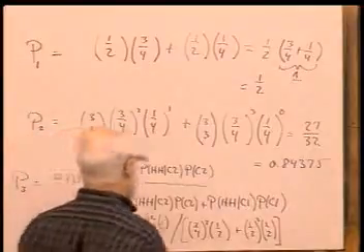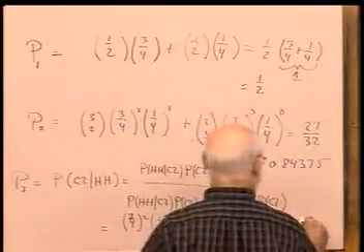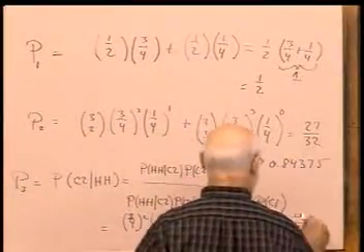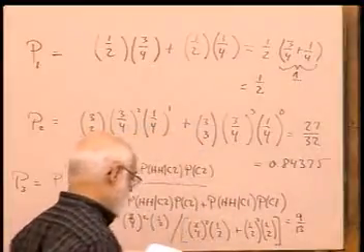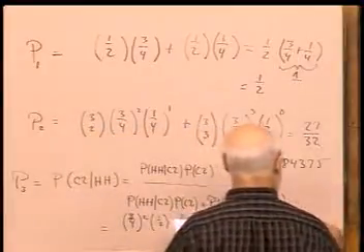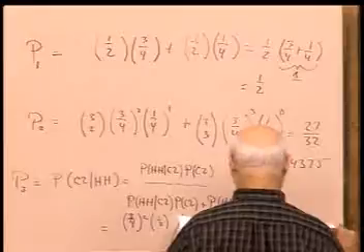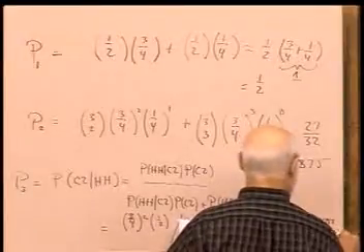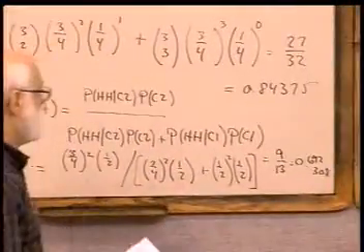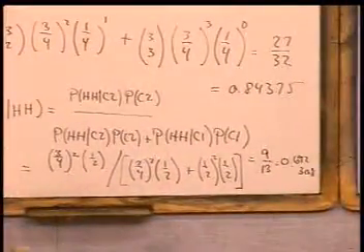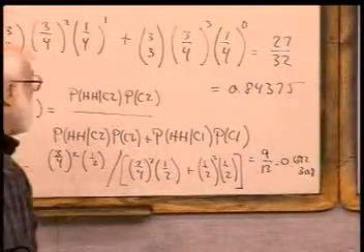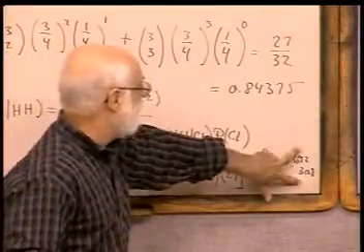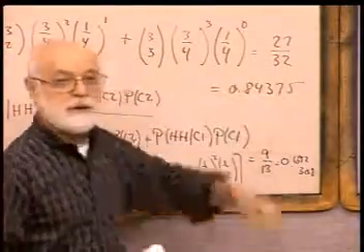So by arithmetic, that turns out to be equal to 9 over 13, or 0.692308. Okay? So you can write the answer either this way or that way. Same thing here, either that way or that way.